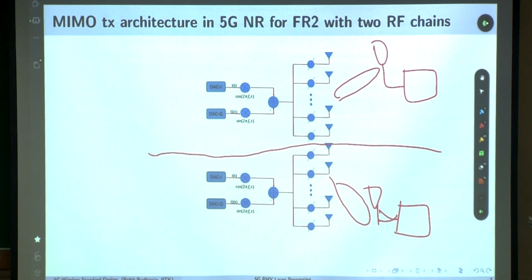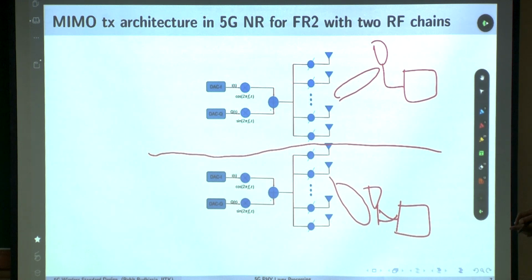For each one of them you are doing this analog beamforming, but you are doing them simultaneously on the same 400 megahertz grid. So this is an example of extending that single user analog architecture to a multi-user analog architecture. Again, this is just one flavor of it. There are multiple such architectures.